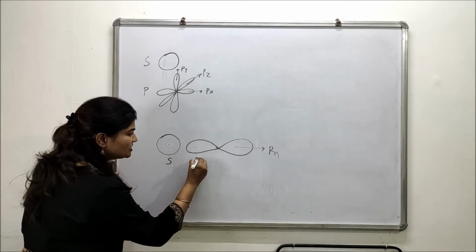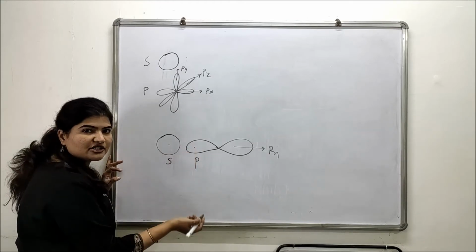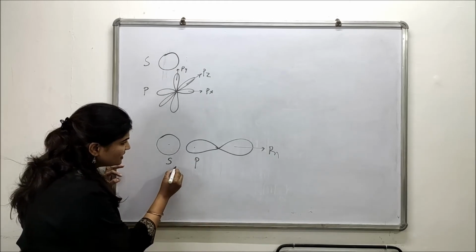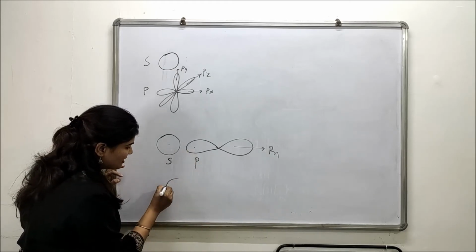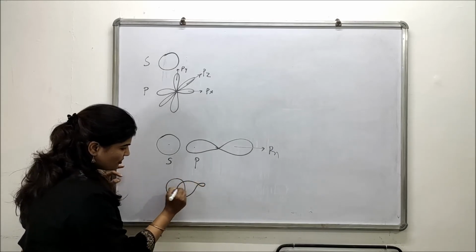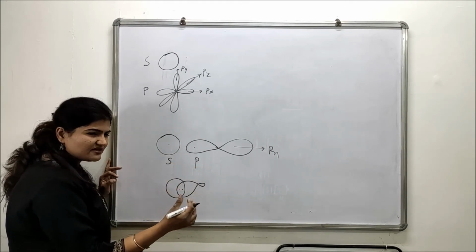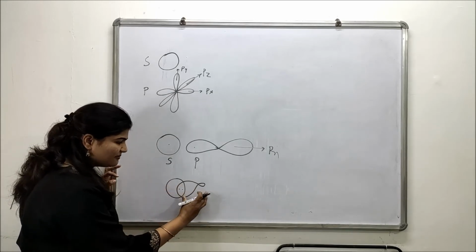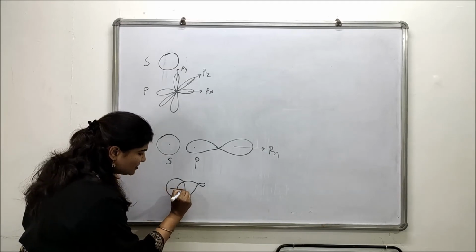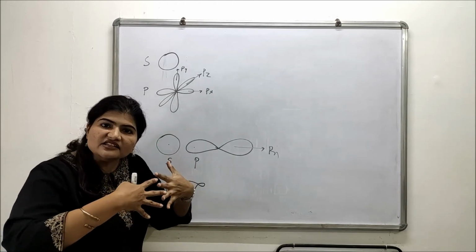Now when they both approach each other, these bonding orbitals overlap to form a molecular orbital. So how will it look? This p orbital will overlap into the s orbital like this, and they will form this sp bond, a bond where the s orbital and p orbital of the two atoms overlap end to end. They are axially overlapping. There is end to end overlap.